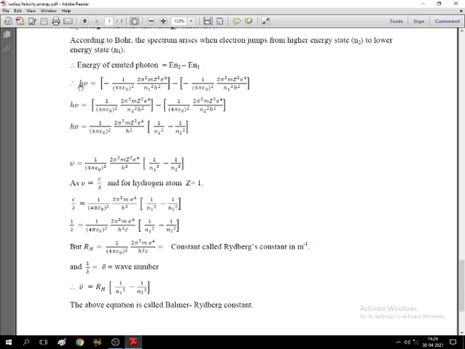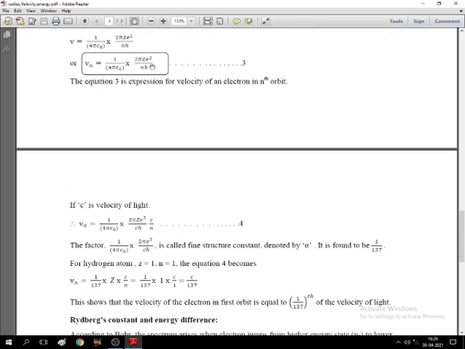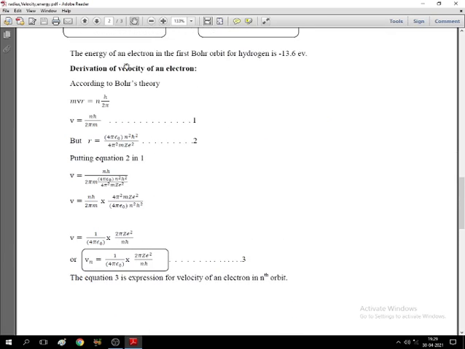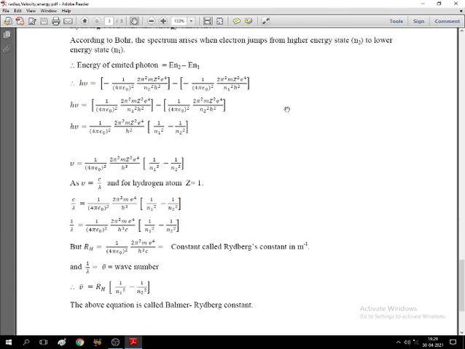Energy of the photon is h nu, which is equal to the energy expression as it is, only in place of n we put n2 here, n2 square, and here n1 square. The energy equation that we derived is the same equation. Now we put the energy equations here: 1 upon 4 pi epsilon 0 square 2 pi square m z square e raised to power 4 upon n2 square h square, minus, into bracket, minus 1 upon 4 pi epsilon 0 square 2 pi square m z square e raised to power 4 upon n1 square h square, right?